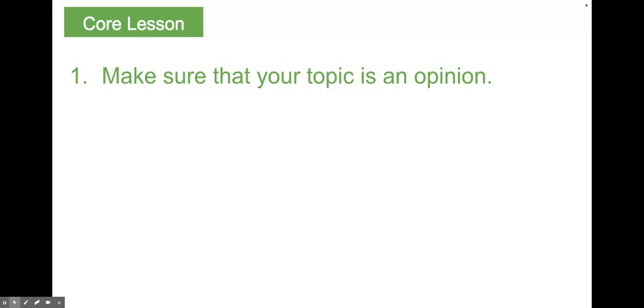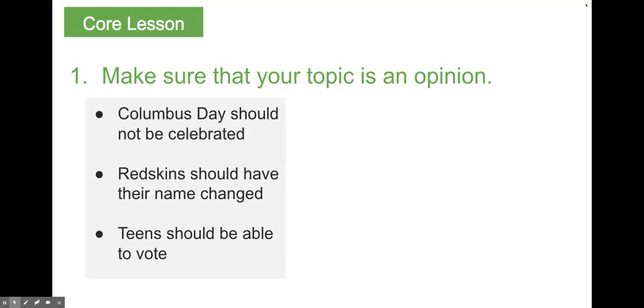So let's go back to the first step. You want to make sure that your topic is an opinion. So here are some examples of some opinion statements. Most of these we've already gone over in class. For instance, number 1 says, Columbus Day should not be celebrated. This will be an opinion. This is what someone thinks.